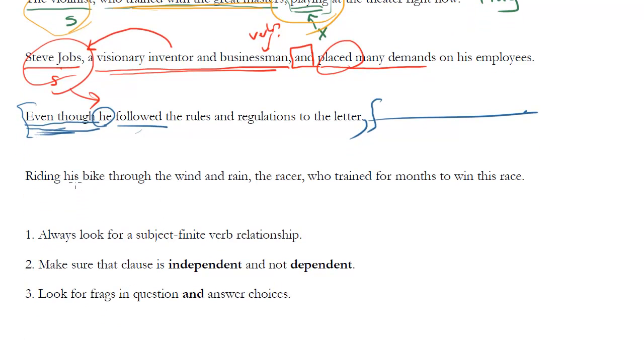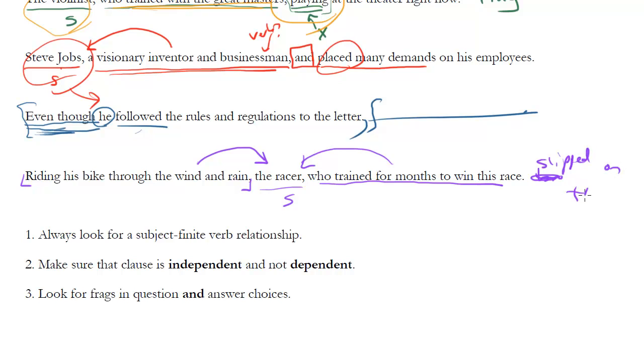So this is still a fragment, even though it's got a subject and a verb, because it's a subordinating conjunction that starts it. Last one: riding his bike through the wind and rain, the racer who trained for months to win this race. So lots of verbs, lots of verbals on here, but is this a full sentence? Well, notice we start with this participial phrase, riding his bike through the wind and rain, describing the racer. And then we have the subject. And then we have a relative clause modifying the racer, but we have no main verb. So at the end, if we added something like slipped on the road, whatever it might be, right? So we've got a main verb, completes the sentence, then we'd have an independent clause, and then we'd have a non-fragment. But as written, this is a fragment.